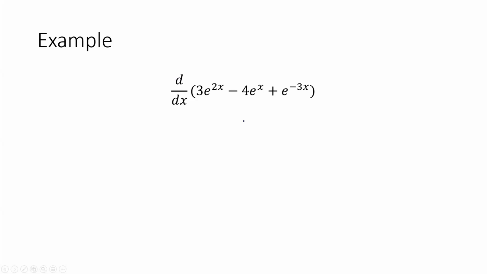Find the derivative of 3e to the 2x minus 4e to the x plus e to the negative 3x. So here's what I want to think about: we know that the derivative of e to the x is e to the x. Well, what if I have something of the form, the derivative of, say, e to the u of x? Well, the chain rule would apply here. So we would do e to the u of x power times the derivative of u.